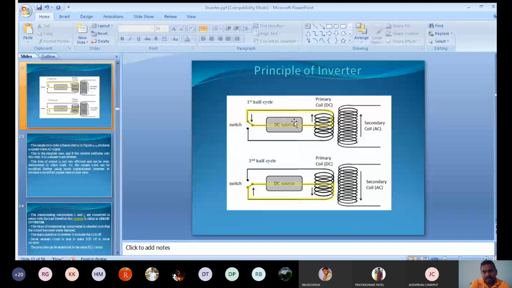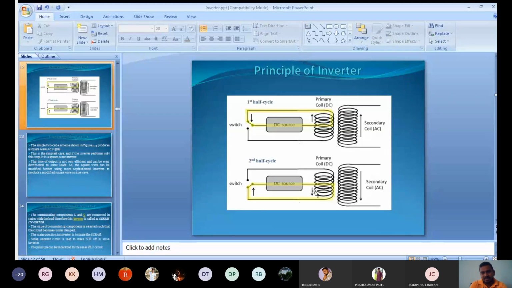Now in the second half we are changing the position of the switch. Now the switch is connected to the lower part, so the DC source is connected to the lower part of the primary coil. When it is connected to the lower part of the primary coil, at that time the direction of current is as shown in the figure.